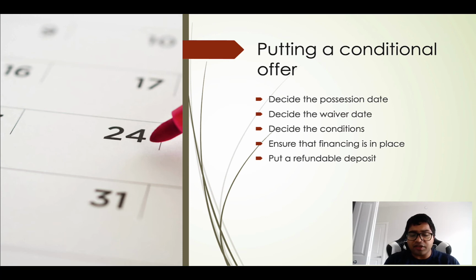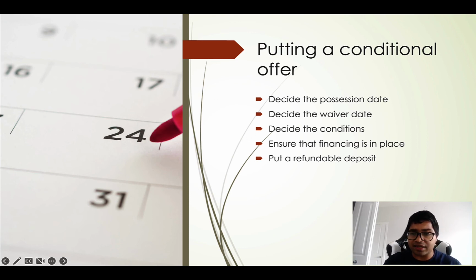Then, after doing all of this, right? A part of all of this is putting a conditional offer. So in a conditional offer, you decide the possession date, when you want the possession. You decide the waiver date. Waiver is the date after which you cannot back out, right? This is a date after which the sale is done. So before signing the waiver, you can put certain conditions like house inspection, financing, all of that, right? Or condo review, condo document review. But once you sign the waiver, you cannot back out from the sale.